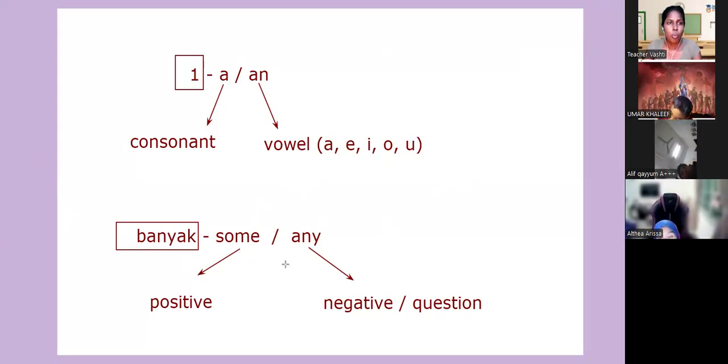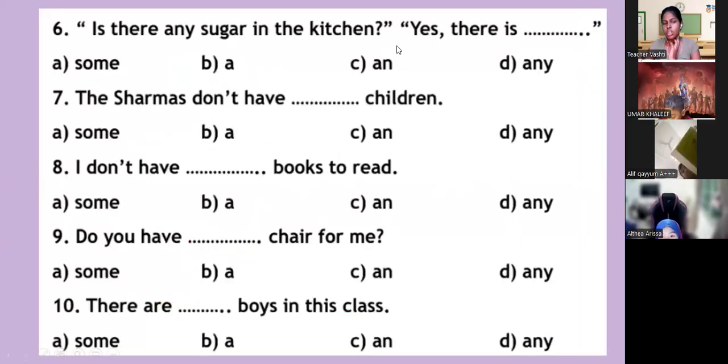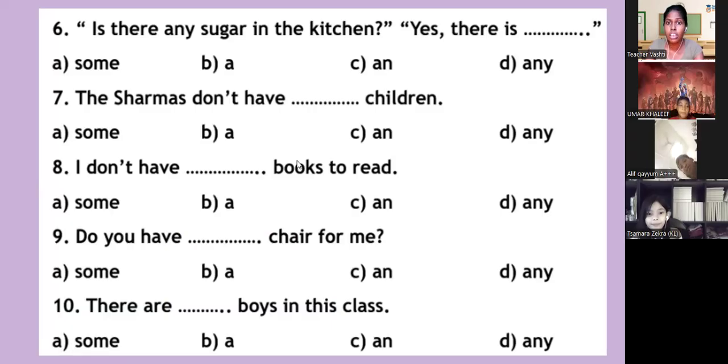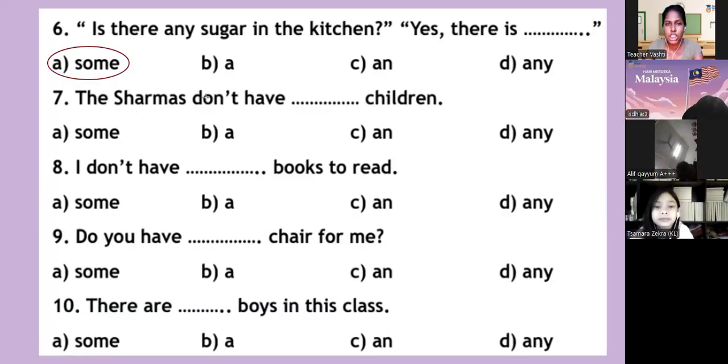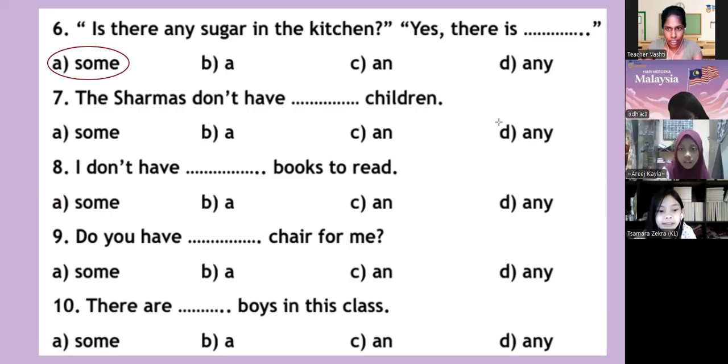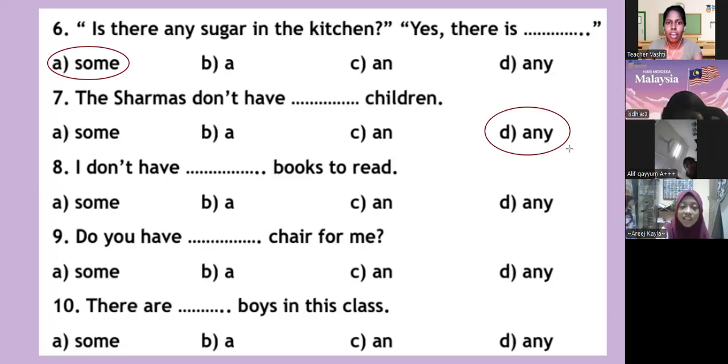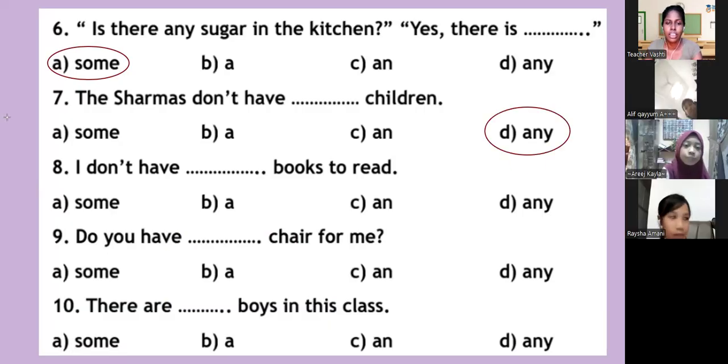Alright? Now let's try one more and then I'm going to give you your quizzes. Okay. Is there any sugar in the kitchen? Yes, there is. What's the answer? I want all of you to turn on your mics, please. Some. Are you sure? Okay, very good. Correct answer is some. The Sharmas don't have children. Any. Okay. Next one.